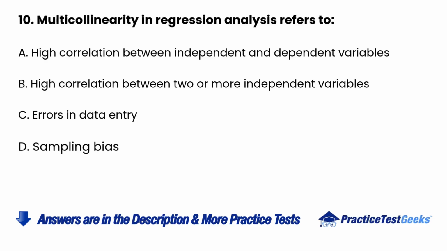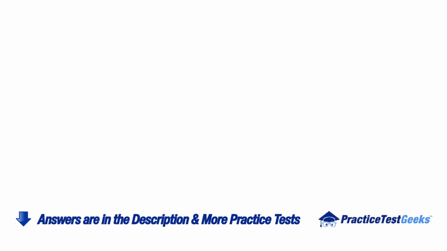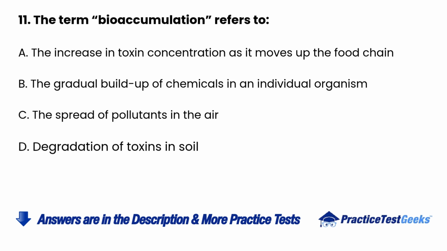10. Multicollinearity in regression analysis refers to A. High correlation between independent and dependent variables. B. High correlation between 2 or more independent variables. C. Errors in data entry. D. Sampling bias. 11. The term bioaccumulation refers to A.